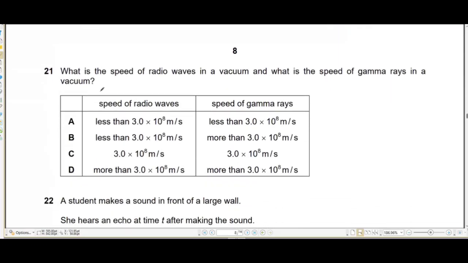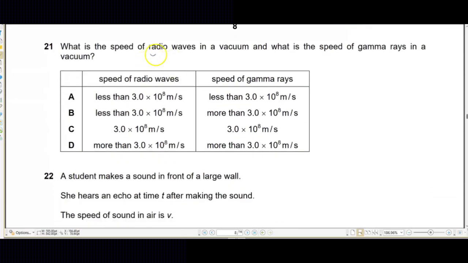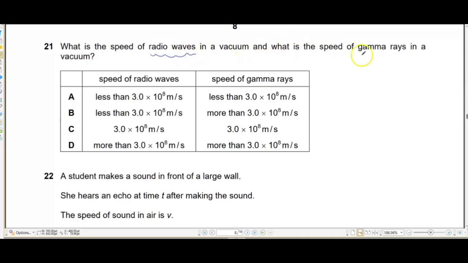Moving on to question number 21. What is the speed of radio waves in vacuum, and what is the speed of gamma rays in a vacuum? All the waves in the EMS spectrum have a speed of 3 × 10^8 meters per second. As radio waves and gamma rays are both part of the EMS spectrum, they both will have a speed of 3 × 10^8 meters per second in a vacuum. So C is going to be our correct option.